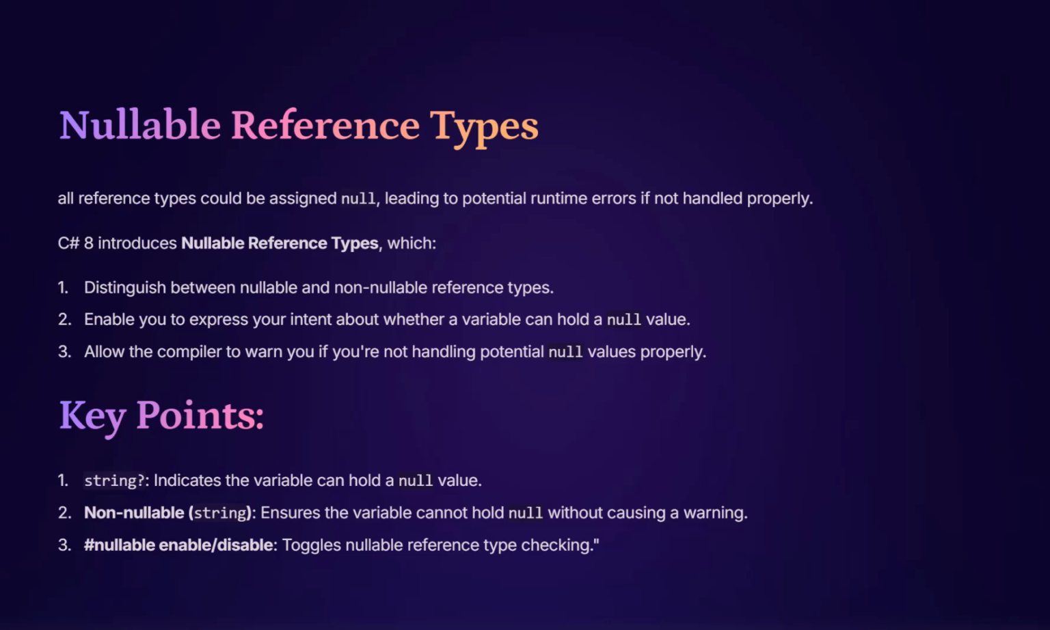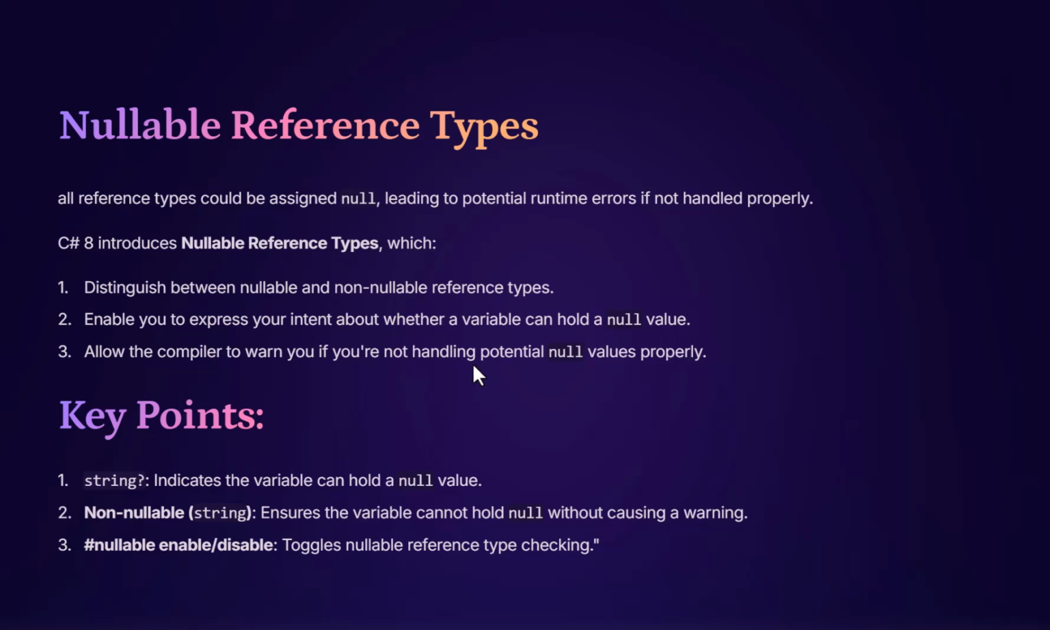Let's dive in. As you know, in all previous versions of C#, all reference types could be assigned null, leading to a potential runtime error if not handled properly. So C# 8 introduced nullable reference types, which first distinguish between nullable and non-nullable reference types, enable you to express your intent about whether a variable can hold a null value, and allow the compiler to warn you if you are not handling potential null values properly.